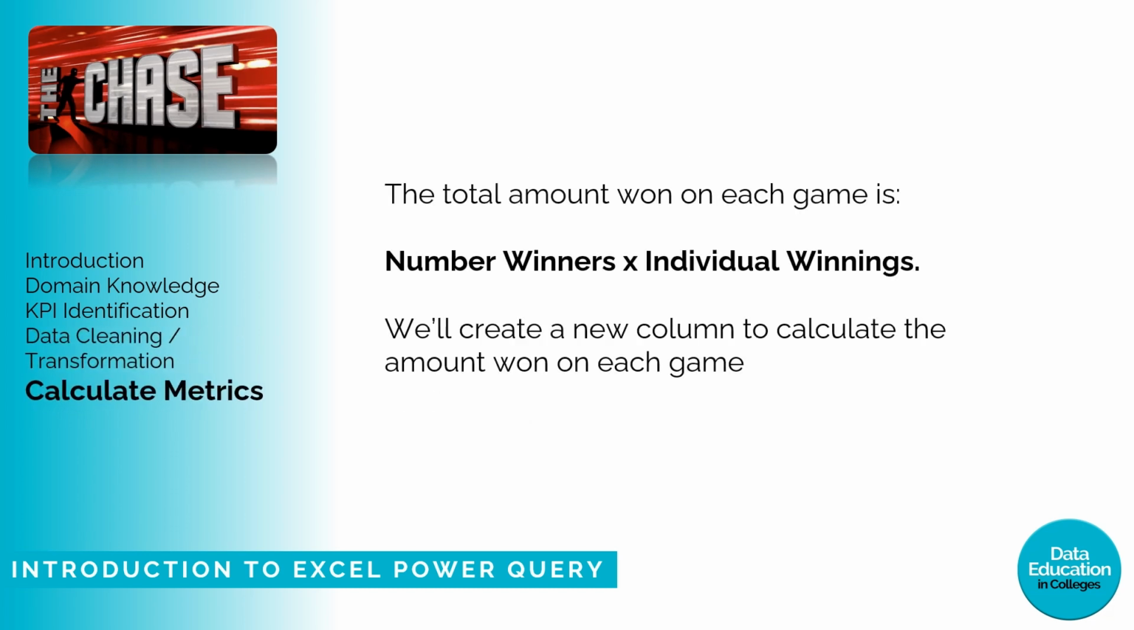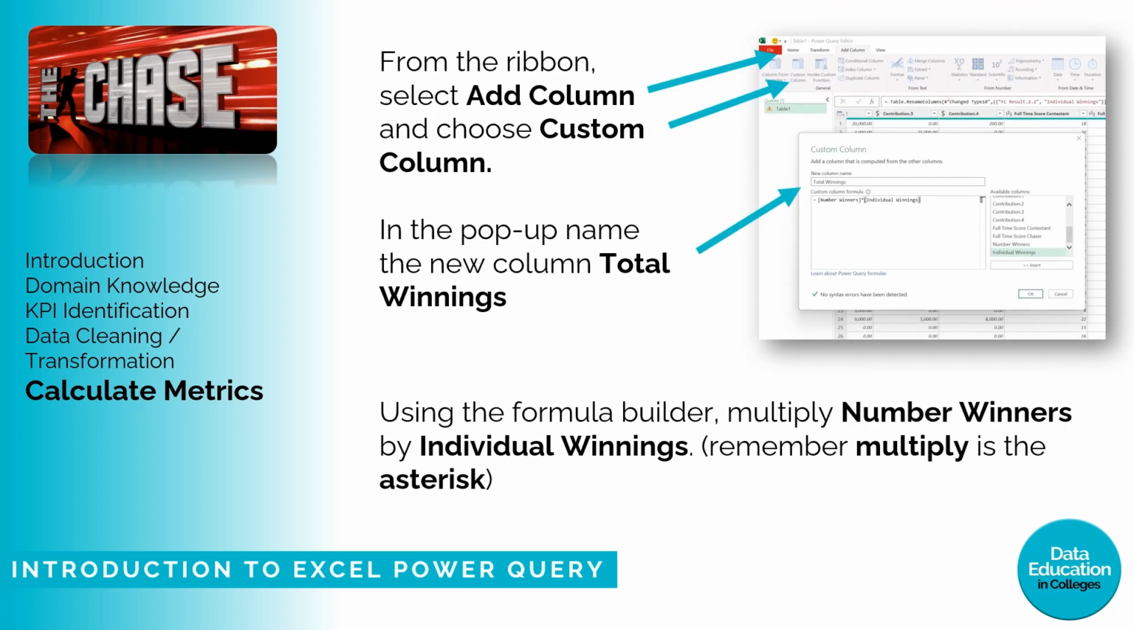Not going to push your maths too much, but to work out the total amount won is the number of winners times individual winnings. So we're going to create a new column to do that. From the ribbon, add column, choose custom column, and in that pop-up, rename to total winnings. Then using that formula builder, multiply number of winners by individual winnings. Remember, multiply is the asterisk. And then press OK.